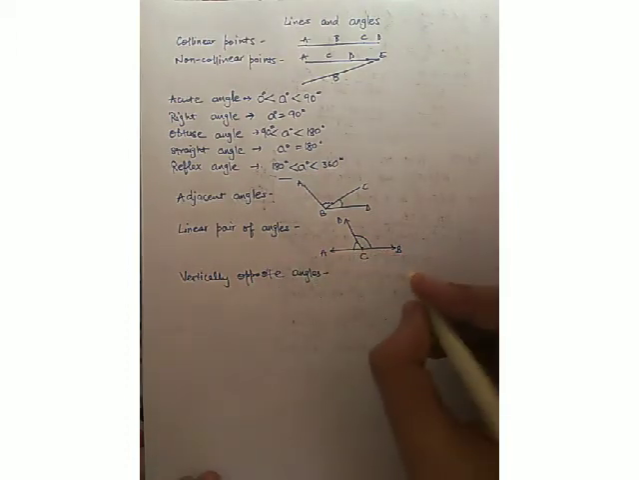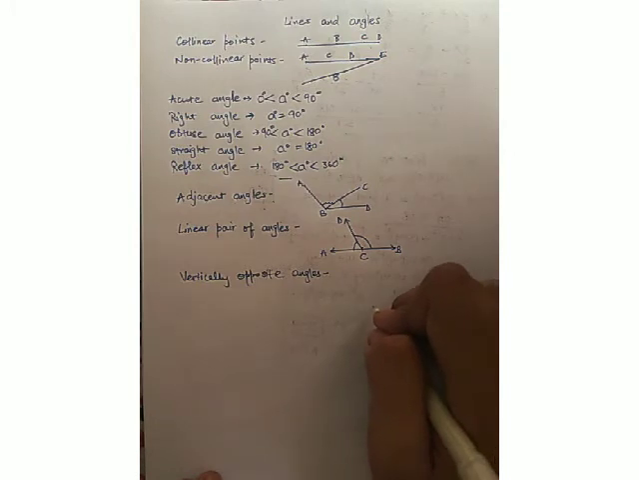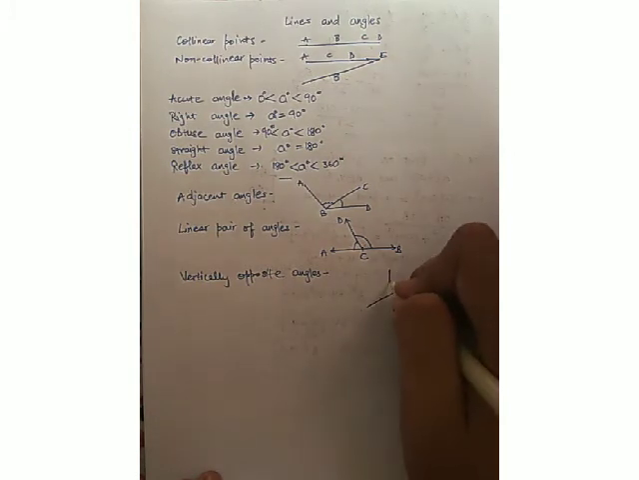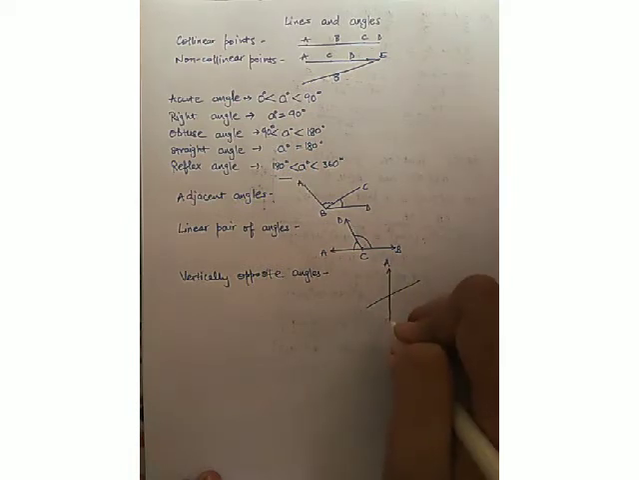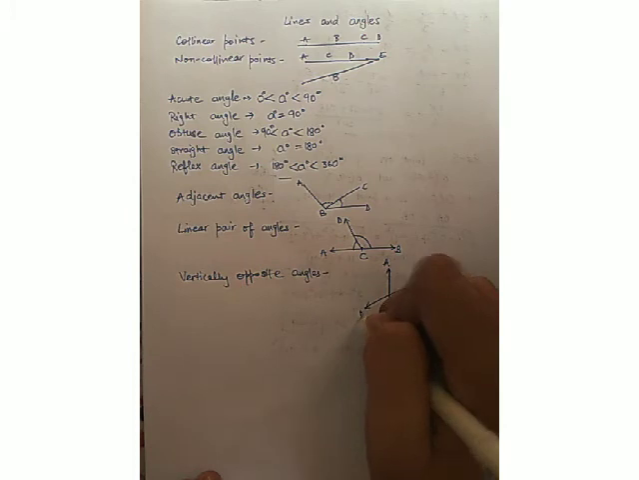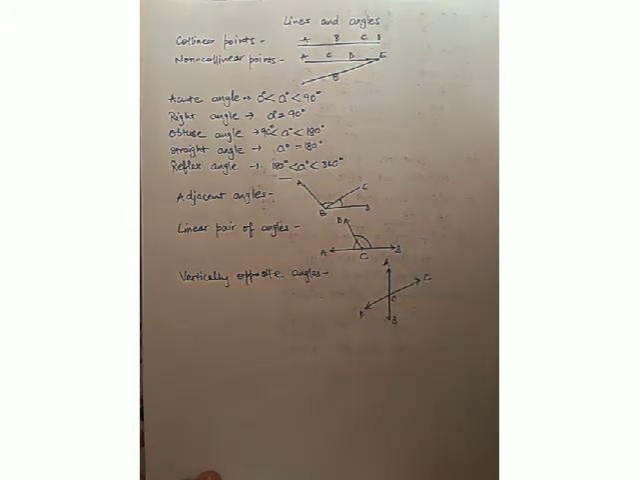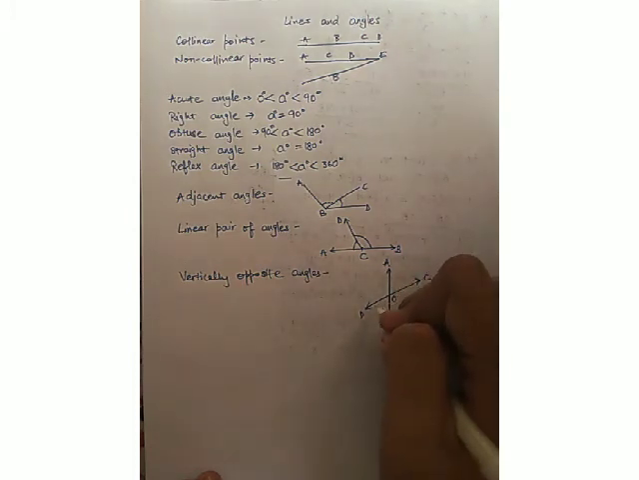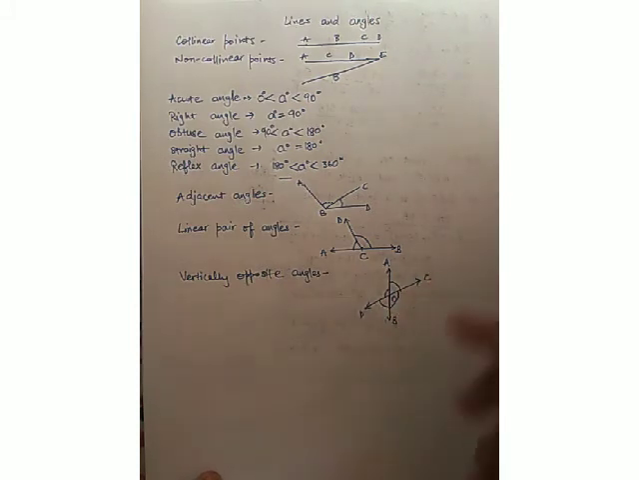What are vertically opposite angles? For example, two lines are intersecting each other. This one is AB and this one is CD. And for example, the intersection point is O. Now, angle AOD will be equal to angle BOC. Similarly, angle AOC will be equal to angle DOB. These angles are known as vertically opposite angles.